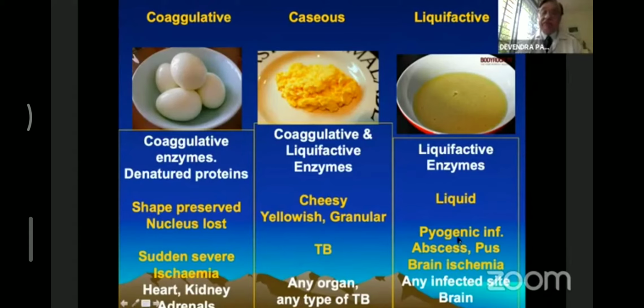What is the example? Pyogenic infection, an abscess. What is an abscess? Collection of pus in a closed cavity. So pus, yellowish liquid. That is a classical example that you can remember for liquefactive necrosis.